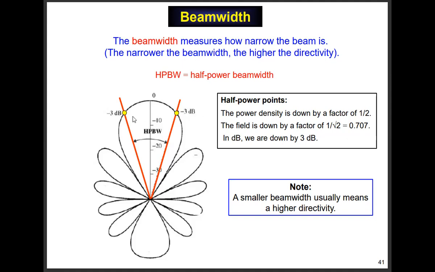Okay, so half power beam width means we go from one half power point to the other one. We look at the two 3 dB points and look at the angle change between them. It could be radians or degrees, your choice, but that's the half power beam width. So obviously, the smaller the half power beam width is, the more focused the beam is. And of course, that's going to mean higher directivity, right? So they go hand in hand. Okay, so it's a pretty simple concept. Any questions?